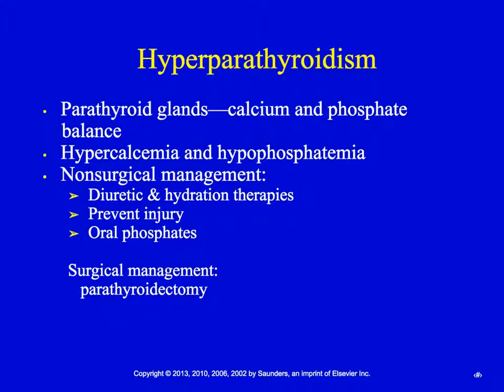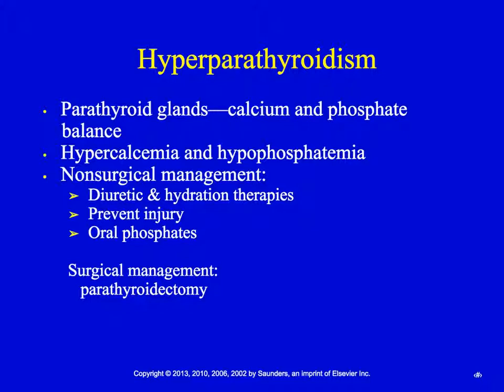So just quickly talk about hyperparathyroidism and hypoparathyroidism. If you recall, these are just 4 glands that lay on the posterior aspect of the thyroid gland, and their main function is balance of calcium and phosphate levels. So they're pretty important if you think about calcium and how we talked about with osteoporosis and all of that. So it's pretty important that this gland functions properly.